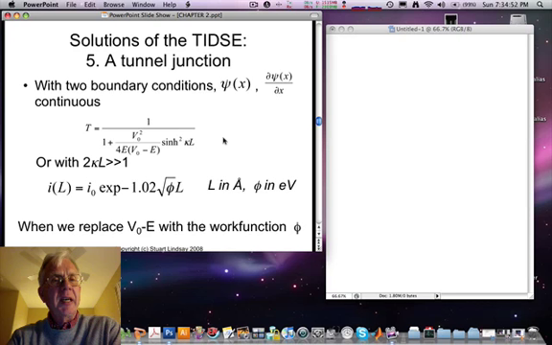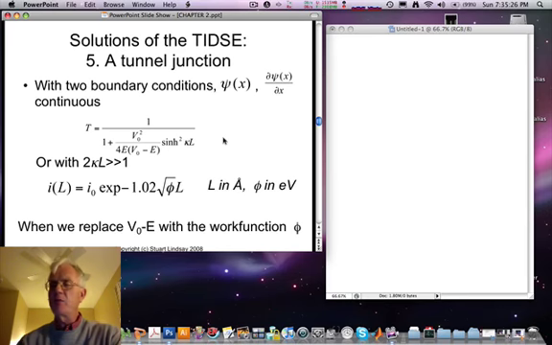And interestingly, if we replace V0 minus E, the difference between the electron's kinetic energy and the top of the barrier, with this term phi, the work function of the electron, in other words, the energy required to remove an electron from the metal, we end up finally with this expression that the current decays exponentially with a decay length that is approximately 1 over the square root of the work function of the metal times the barrier gap in angstroms.